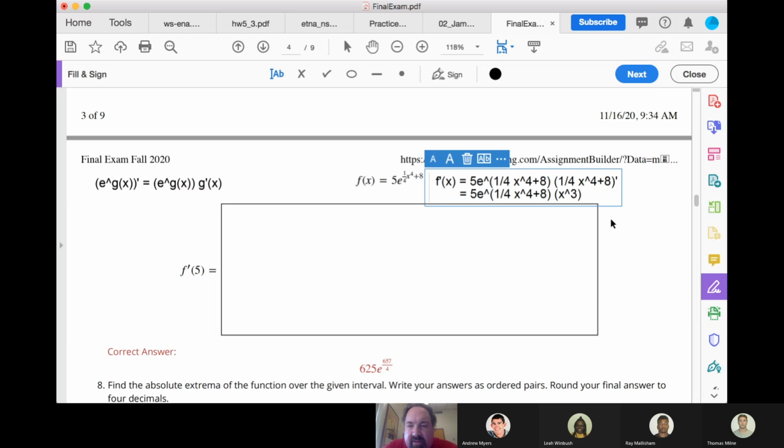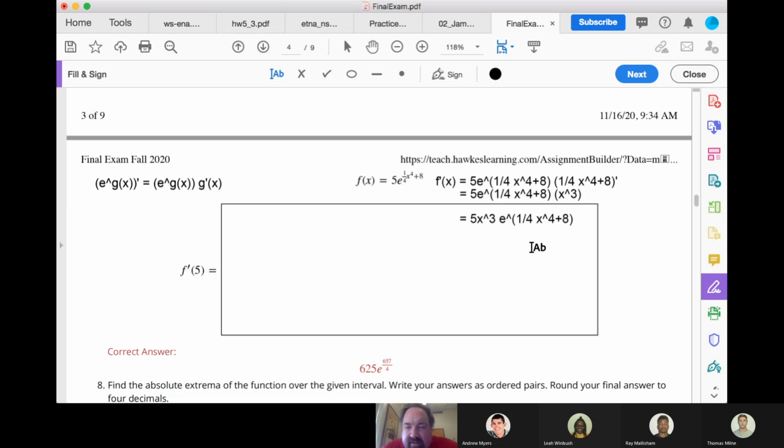So now the derivative is complete. I'm going to write it this way because it's easier to read. 5x cubed e to the 1/4 x to the 4th plus 8. So then all that's left is to substitute x equal 5 into that. Well, 5 cubed is 125 times 5 is 625. So that's where the 625 comes from.